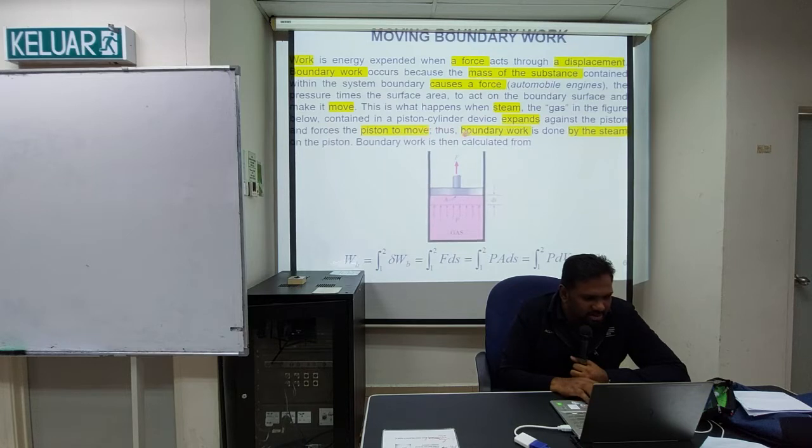Okay, so ada kat mana? Okay, so boundary work is done by this steam lah, because of this system. So boundary work is done on this. Okay, so how to summarize this?